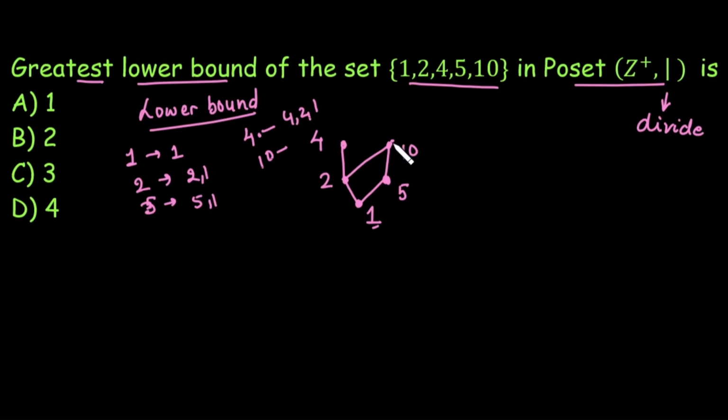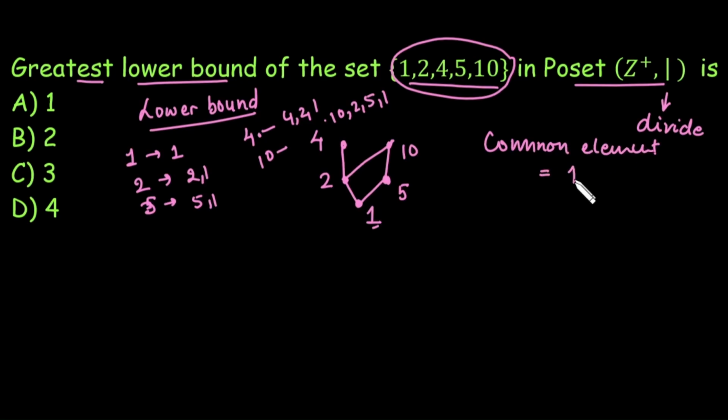For 10, the elements are 10, 2, 1 and 10, 5, 1. So the common elements are 10, 2, 5, 1. Now we need to take the lower bound of this entire set, not single elements. So we are considering multiple elements. What is the common element in all of these? That is 1. Now we have 1 only as the lower bound for this set.